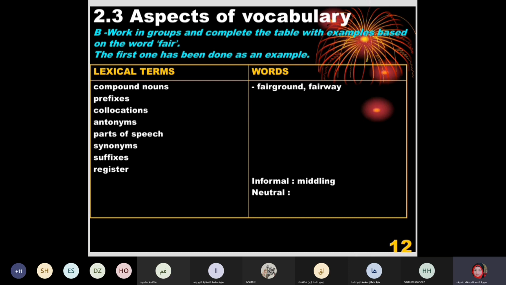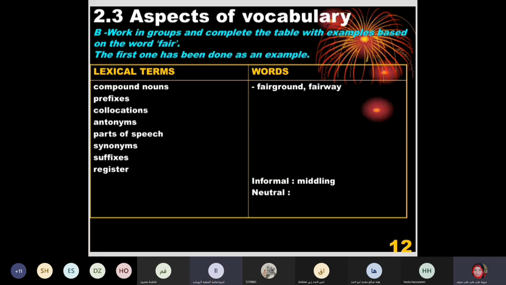What are collocations? And can you give me examples of collocations of the word fair? I mean, words that go with the word fair. Fair decision, for example. Thank you very much. That's one thing. Correct answer.